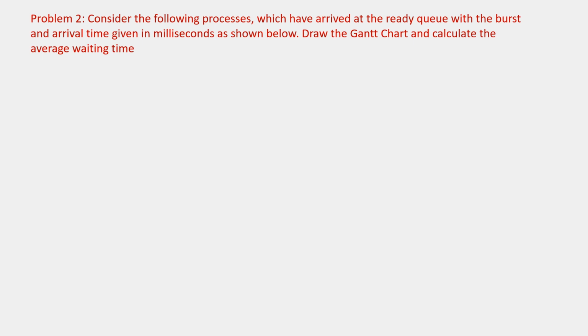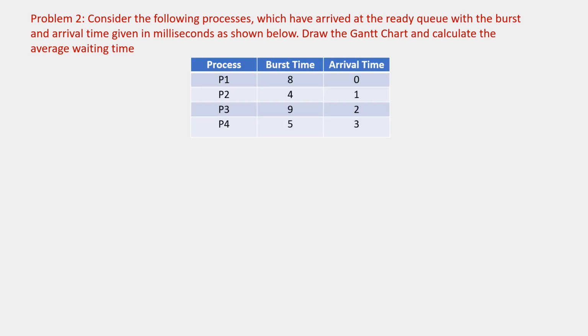Next, let's see another problem. Consider the following processes which have arrived at the ready queue with the burst and arrival time given in milliseconds as shown below. Draw the Gantt chart and calculate the average waiting time. So these are the processes. There are 4 processes. These are the CPU burst and there is arrival time. So we have drawn the Gantt chart.